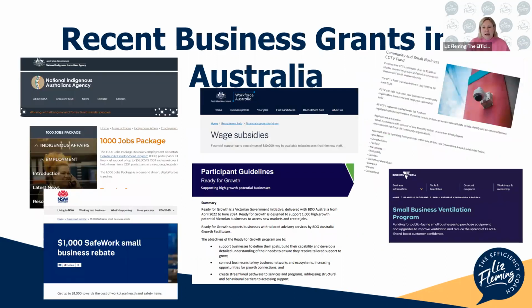The majority are government agencies. So we've got some national Indigenous Australian agency grants. There's a 1,000 jobs package available at the moment, and you can see there they're offering up to $60,000 in some cases. In New South Wales, there's a $1,000 Safe Work small business rebate. For that one, you had to watch a webinar, and then if you were successful, you could spend that $1,000 on some safety gear for your organisation. There are also wage subsidies of up to $10,000. Obviously, there's eligibility criteria and it depends on who you're hiring, but those subsidies are available.